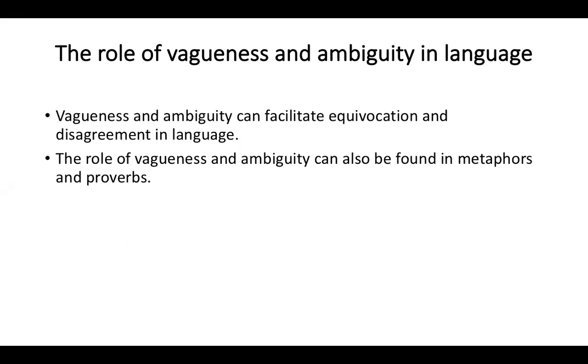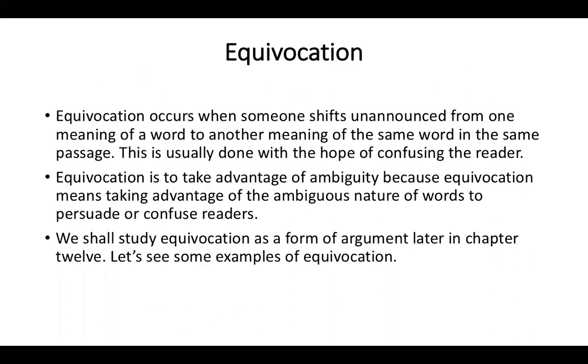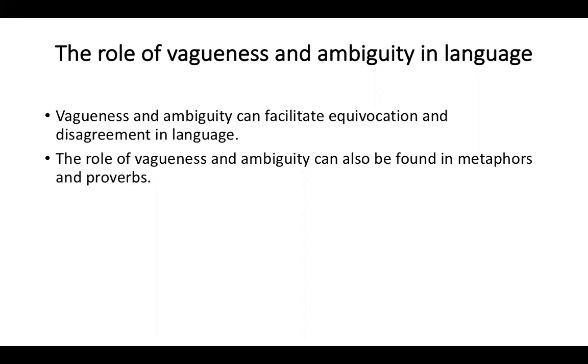The role of vagueness and ambiguity in language. Vagueness and ambiguity can facilitate equivocation and disagreement in language. We'll be looking at equivocation in the next slide. The role of vagueness and ambiguity can also be found in metaphors and proverbs. Okay, so you know that metaphors can be intentionally vague so that you can interpret them non-literally. That's why it is intentional. It could be intentionally vague.